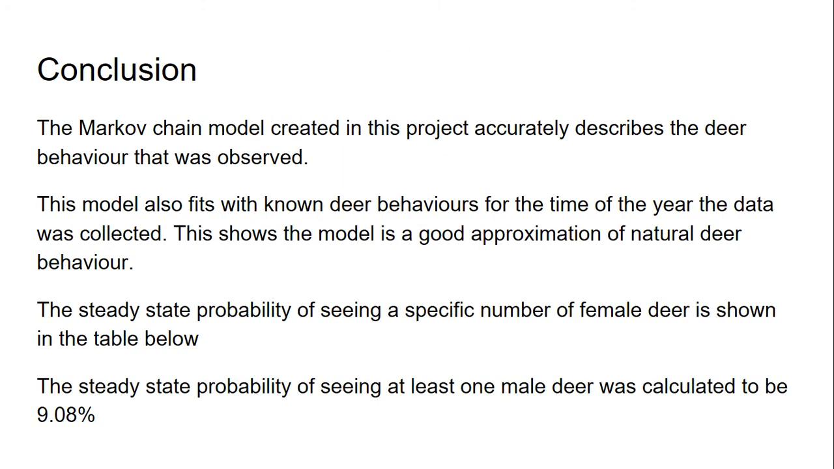In conclusion, the Markov chain models we created from the data observed accurately describes deer behavior. This model also fits with known deer behaviors for this time of year, so we believe this shows our model is a good approximation. The steady-state probability of seeing a specific number of female deer is shown in the table in the next slide, and the steady-state probability of seeing at least one male deer, regardless of how many female deer are present, was calculated to be approximately 9.08%.